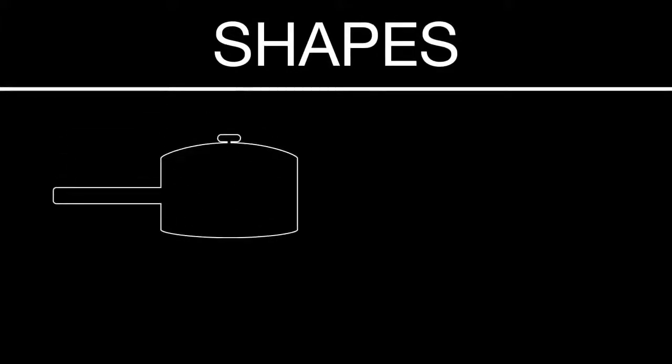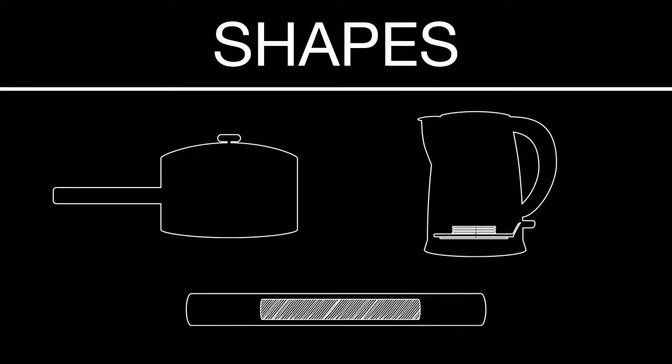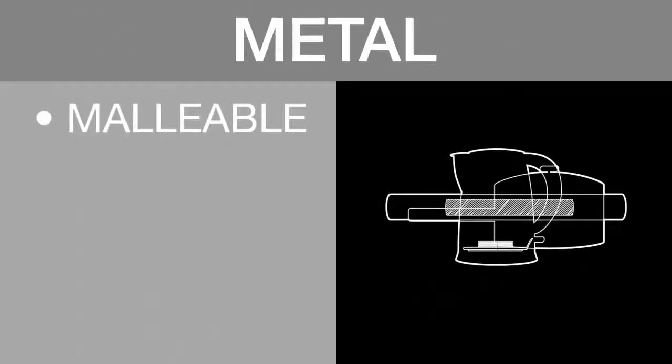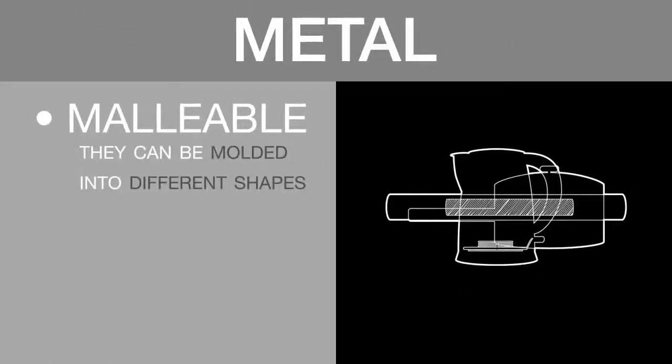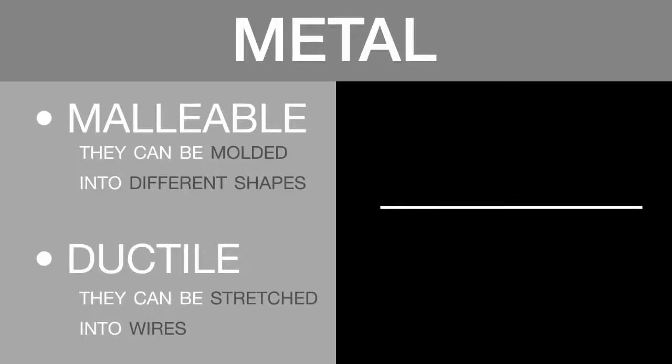The pot, the heating element inside the kettle, and the copper wires. Notice that they are very different. Metals are malleable. This means that they can be molded into different shapes. Metals are very ductile. This means that they can be stretched into wires.